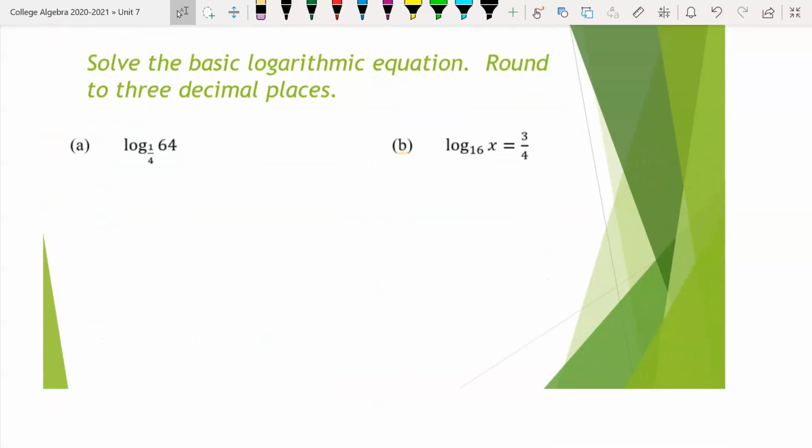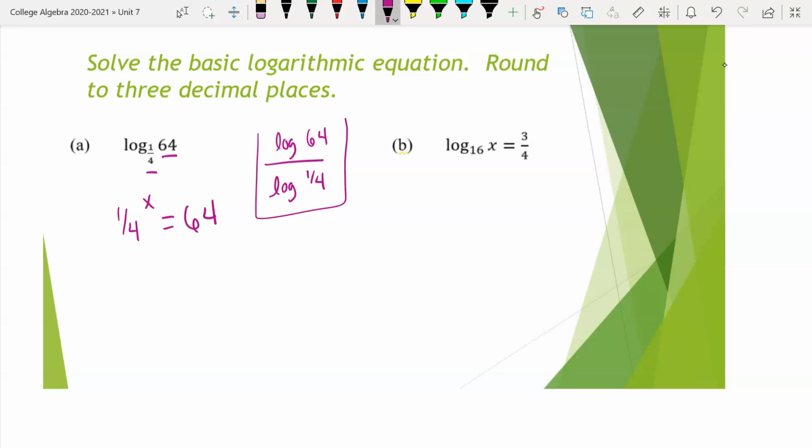Solve the basic logarithmic equation, round to 3 decimal places. If you have log base 1/4 of 64, do you see how they're both numbers? All right, what you can do here is rewrite it. So I can say 1/4 to the x power gives me 64. Think about it like that. Or I could just type it in my calculator. This is a change of base problem. And you should get the same answer.